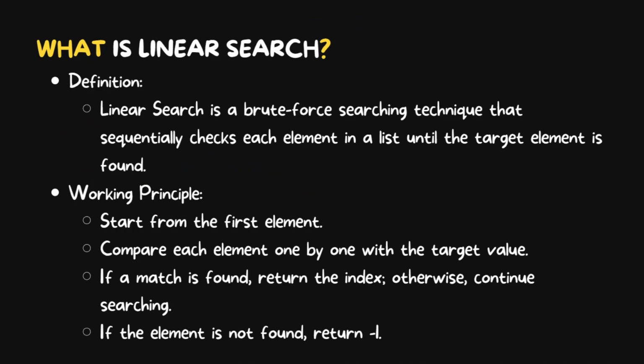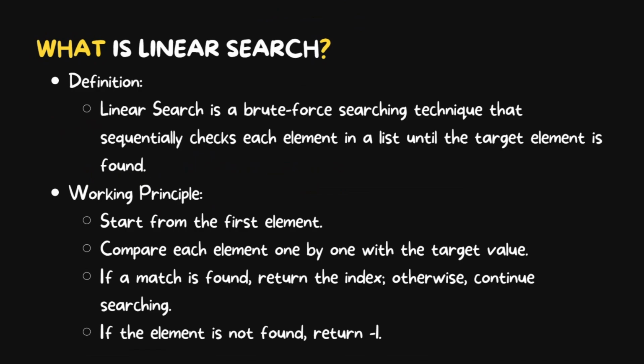Linear search is a simple searching algorithm where we check each element in a list one by one until we find the target element or reach the end of the list. It's called linear because the number of comparisons grows linearly with the size of the list. So the key points to remember are: first, we start at the first element of the array, then we compare each element one by one with the target value, and if we find a match, we return the index of that element. Otherwise, if no match is found by the end of the array, we return -1.